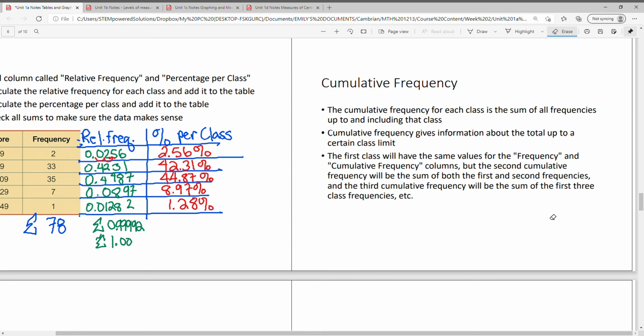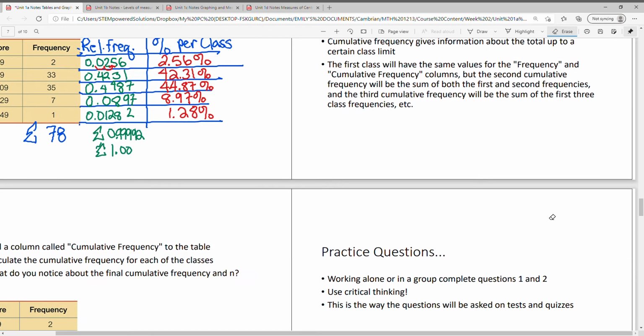Cumulative frequency. The cumulative frequency for each class is the sum of all frequencies up to and including that class. The cumulative frequency gives information about the total up to a certain class limit. The first class will have the same values for the frequency and the cumulative frequency columns, but the second cumulative frequency will have the sum of both the first and second frequencies, and the third cumulative frequency will be the sum of the first three class frequencies, etc.